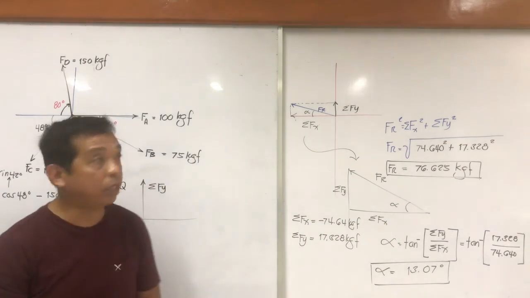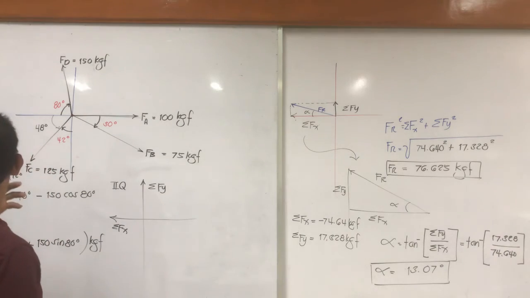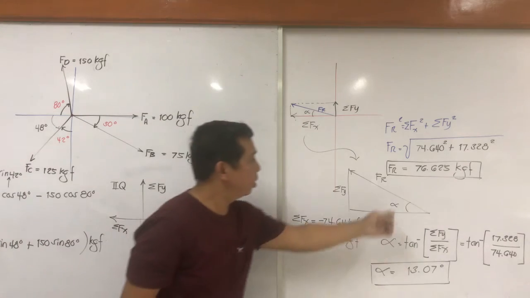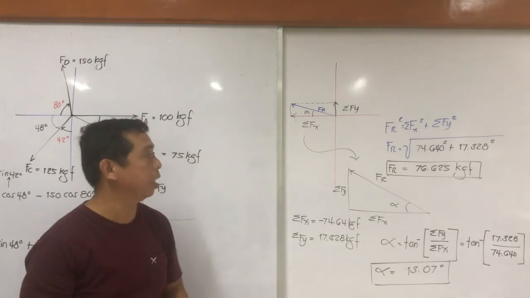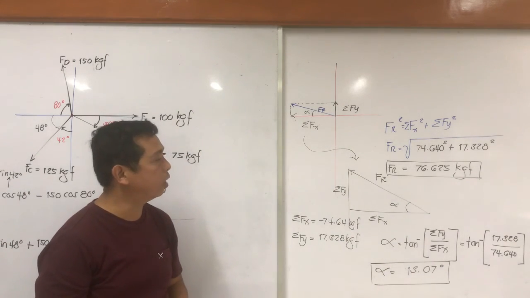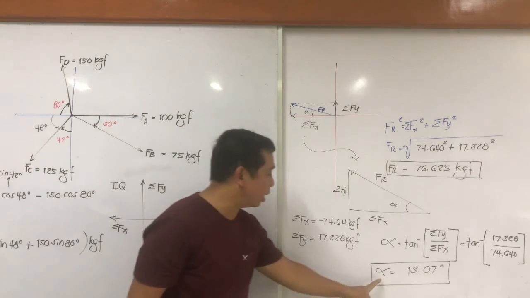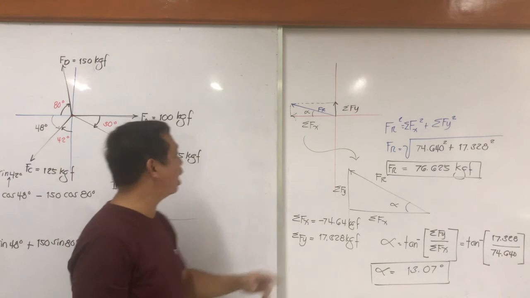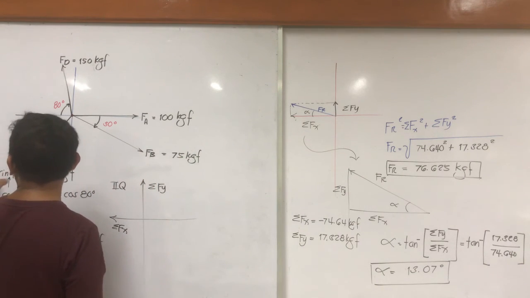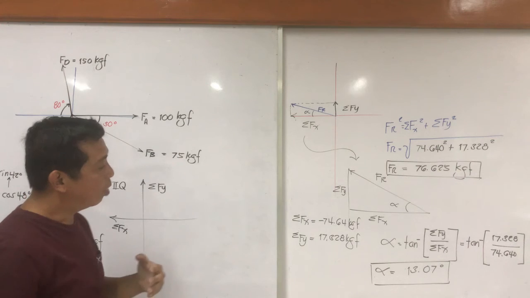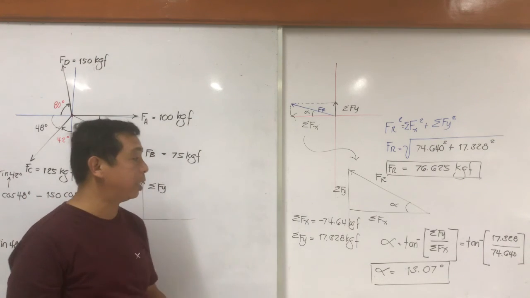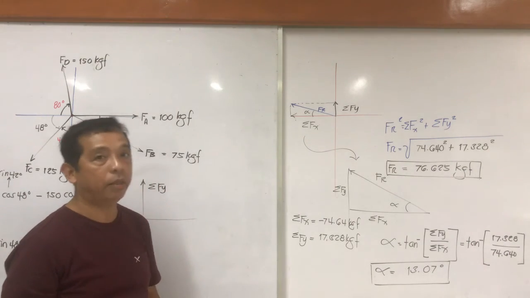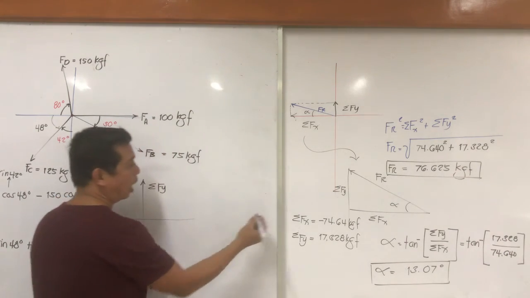So, base doon sa tanong na ano ang resultant ng apat na concurrent forces, our final answer is this. Our FR is 76.625 kilogram force with an angle that's alpha. Ito na ba final na sagot? Hindi pa, kasi may tanong eh. We need to satisfy yung tanong na ano yung angle na generate niya with respect sa negative x-axis.